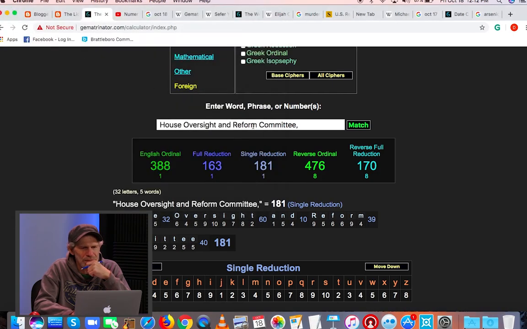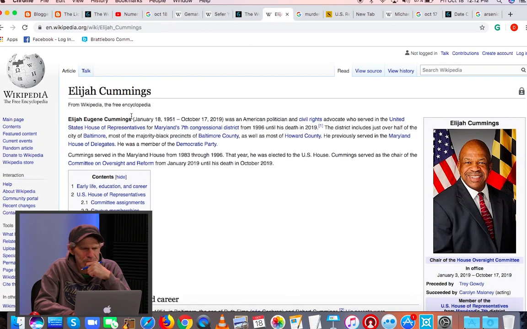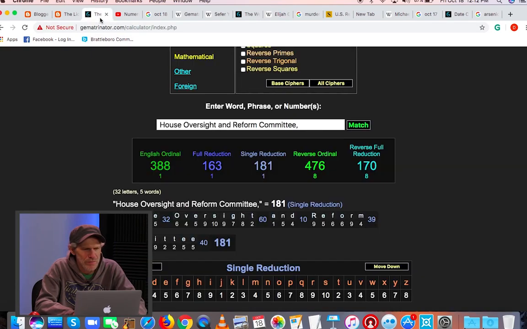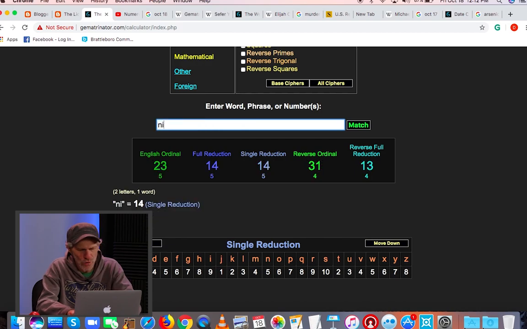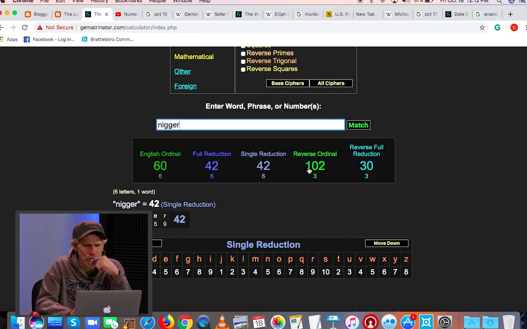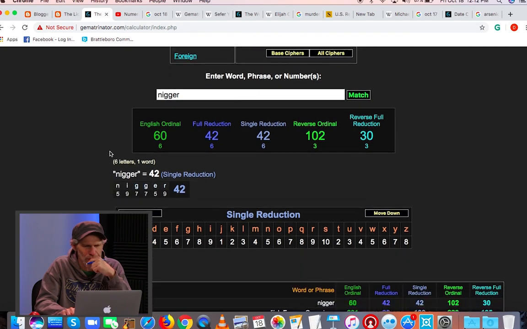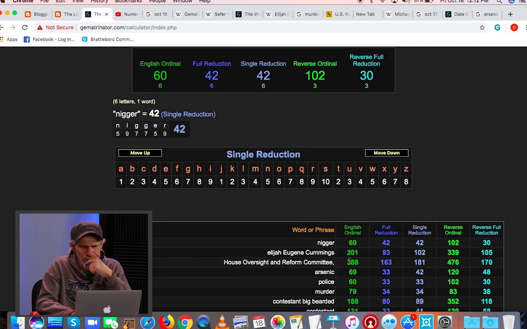And here's another black man. You know, Elijah Eugene Cummings. Let me show you something about his name. Elijah Eugene Cummings. Probably missing an E there. Go back to it in a second. Equals 102 and 93. These are important numbers. It is related to 42 because that awful word for black people equals 42 and 102. And that's what the system thinks about black people. Very racist system.